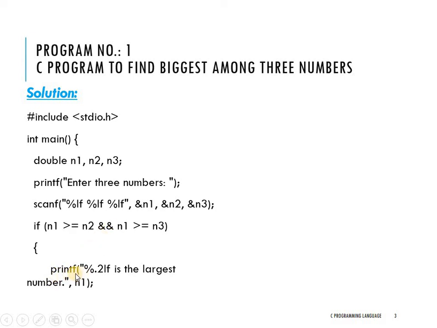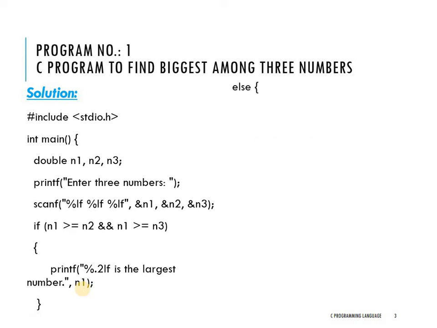So I am going to display it using printf with %0.2lf. This 0.2 indicates that I am going to display the output in double format with two decimal places after the decimal point. So here, if the condition becomes true, it means n1 is the largest.